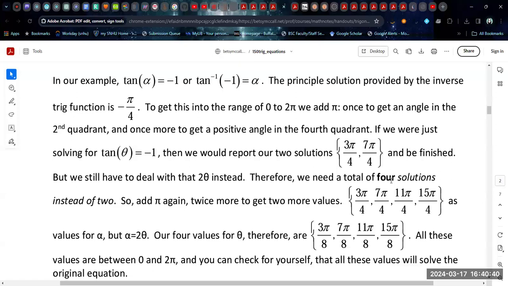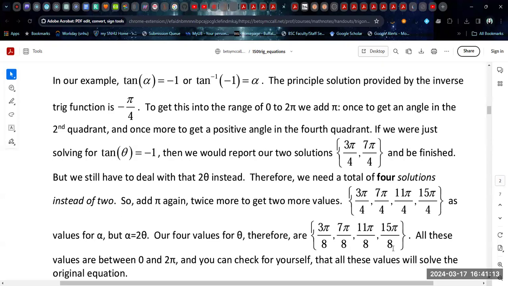And so I'm going to need to add 2 pi to both of these values in addition to the original ones. So 3 pi over 4, 7 pi over 4. And if I add 2 pi again, I'm getting 11 pi over 4 and 15 pi over 4. And then those are my alpha values. And then I take 2 theta equal to all of these, and I divide everything by 2. And that's going to give me 3 pi over 8, 7 pi over 8, 11 pi over 8, and 15 pi over 8.